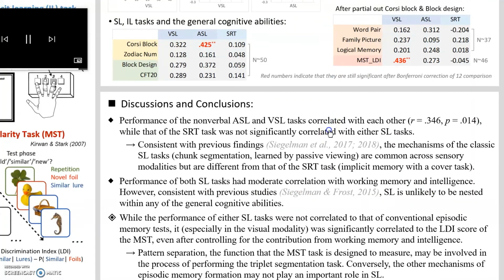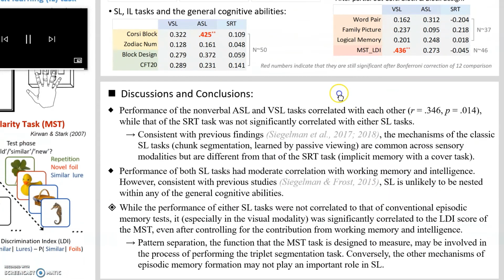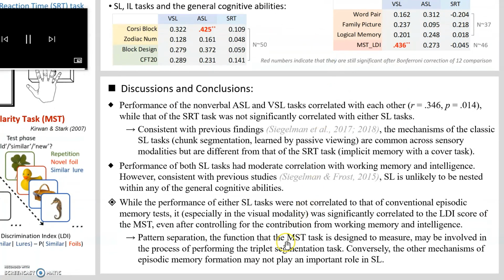Critically, while there is still no significant relationship between statistical learning and conventional episodic memory tests, the performance in the statistical learning task, particularly in the visual modality, is correlated with that in the mnemonic similarity task. These results suggest that pattern separation that depends on the hippocampus is likely to be included in such kind of statistical learning process.